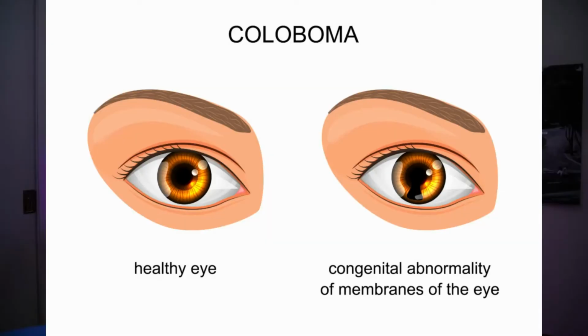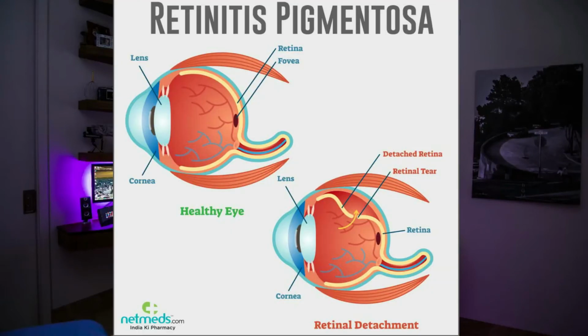Next is coloboma. It is a degenerative disease in which the central or the peripheral areas of the retina are not completely formed. This results in impairment of the visual field and the central visual acuity, and blindness. Next is retinitis pigmentosa. It is a hereditary condition that results in the degeneration of the retina.